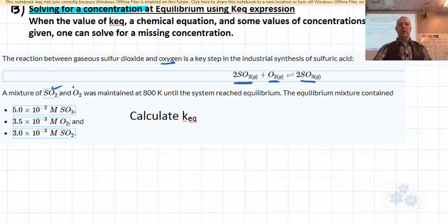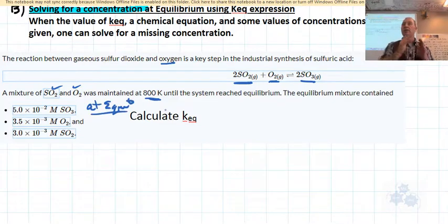So a mixture of SO2 and O2 was maintained at a certain temperature, and remember the questions will have a certain temperature. You don't have to include that in any of your numerical calculations. It's just saying that these concentrations are true at this temperature, but they're not true at other temperatures necessarily. Okay, the equilibrium mixture contained. So again, this is at equilibrium. Very, very important. Not initially, but at equilibrium. Okay. So calculate the Keq. So that's our question.